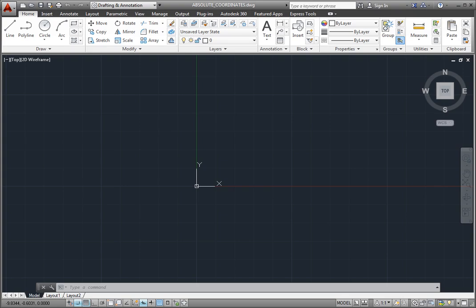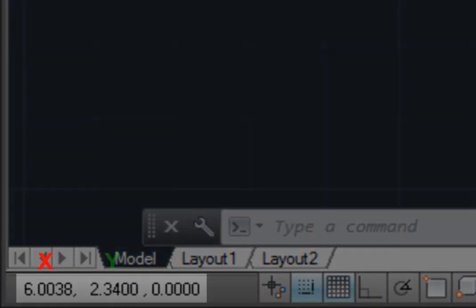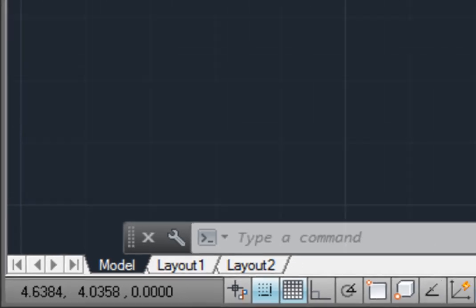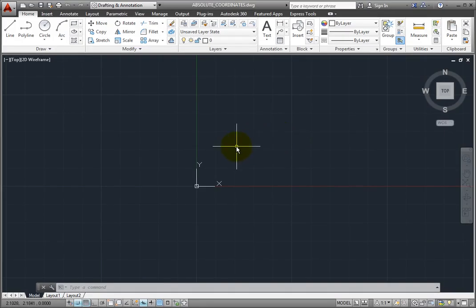If you simply move your cursor on the screen, AutoCAD will display in the status bar at the bottom left of the screen the exact X, Y, and Z location of the current location of the cursor. As I move my cursor, you can see that these coordinates automatically update. They update because the cursor is moving to new locations within the Cartesian coordinate system.